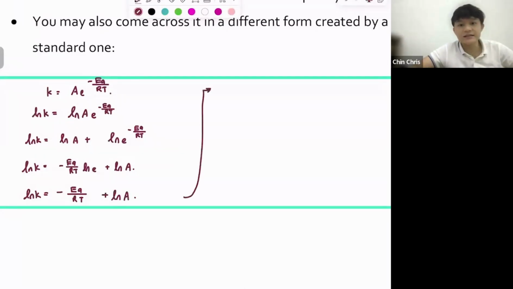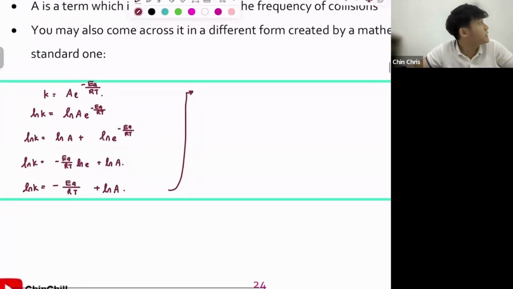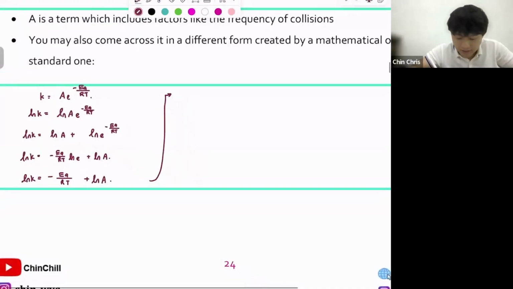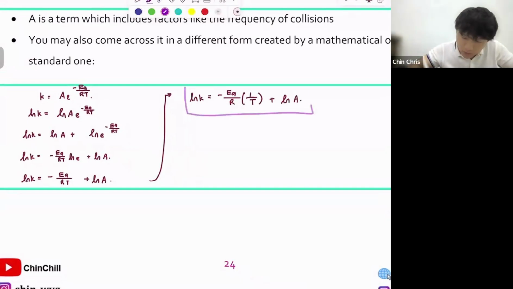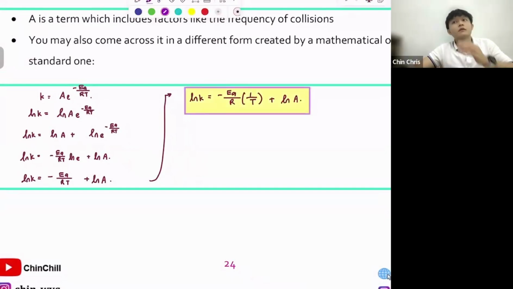Let me simplify it even further. Can I say that log k equals negative Ea over R multiplied by 1 over T, plus log A? That's a new form, another form of your Arrhenius equation.